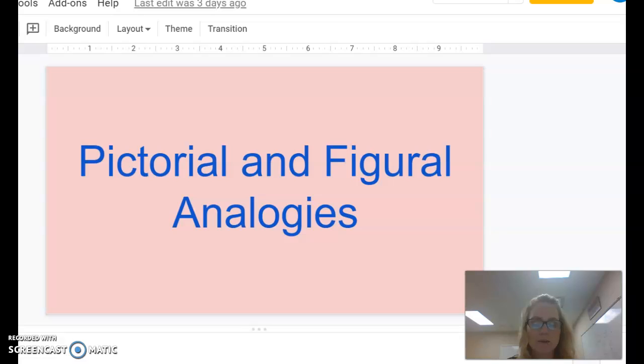This week's activity is called Pictorial and Figural Analogies. Analogies are comparisons between things. They compare features that are not always obvious. The key to solving analogies is finding the relationship between the first two parts of the analogy, and then applying that relationship to the second part.